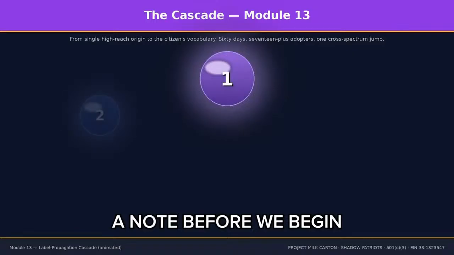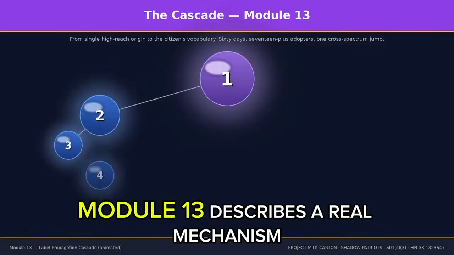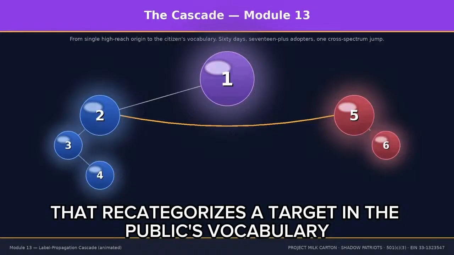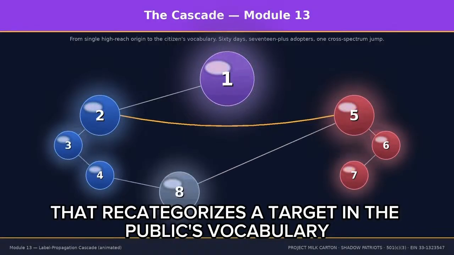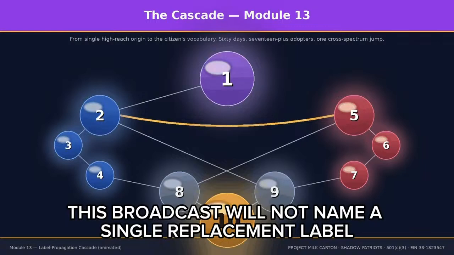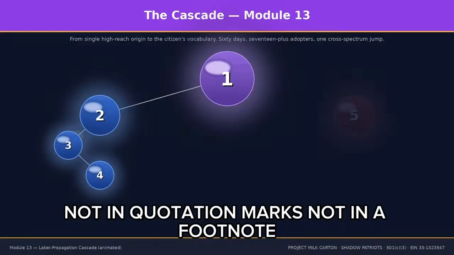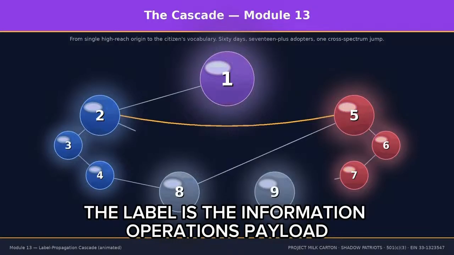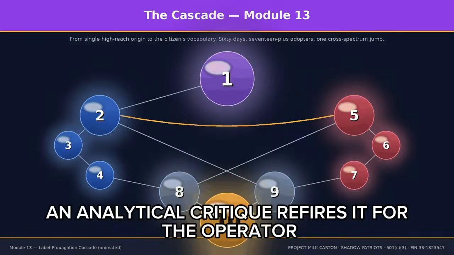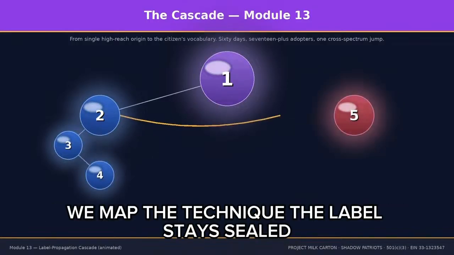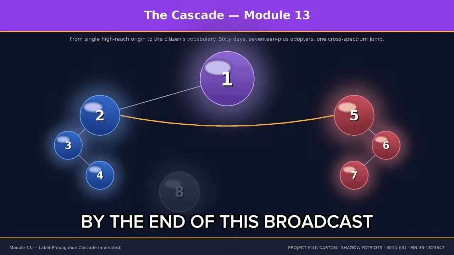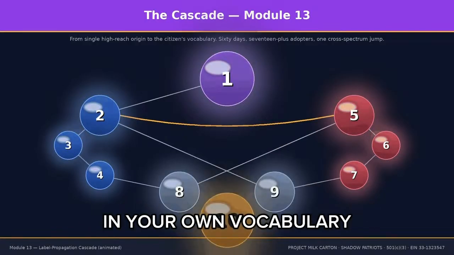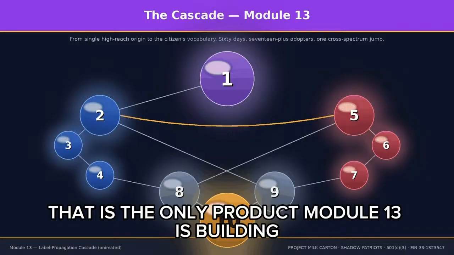A note before we begin. Module 13 describes a real mechanism, the replacement label that recategorizes a target in the public's vocabulary across a 60-day cascade. This broadcast will not name a single replacement label, not in quotation marks, not in a footnote, not as an example. The label is the information operations payload. Reproducing the label inside an analytical critique refires it for the operator. We map the technique. The labels stay sealed. By the end of this broadcast, you will know how to find the labels in your own vocabulary. That is the only product Module 13 is building.